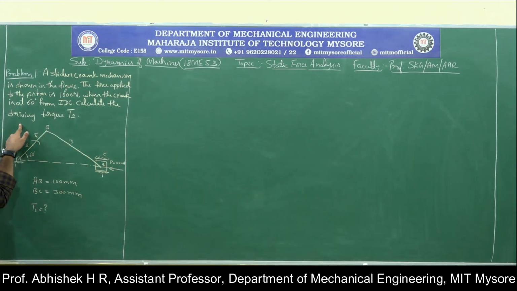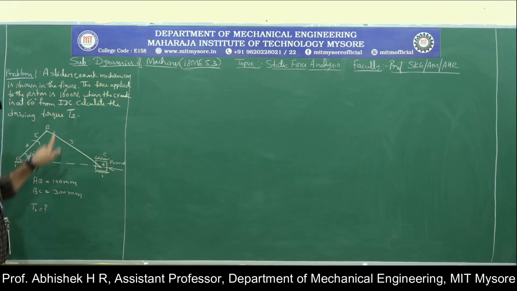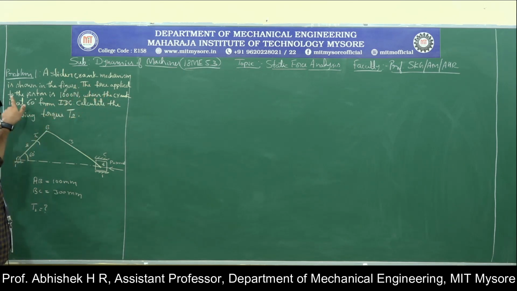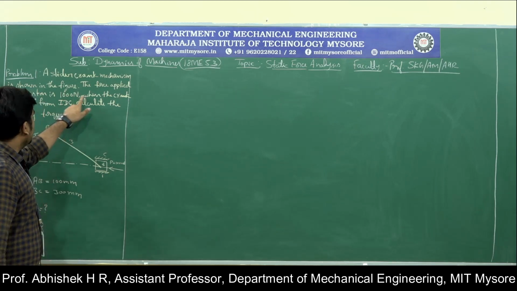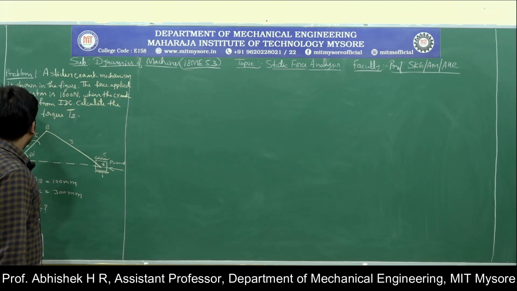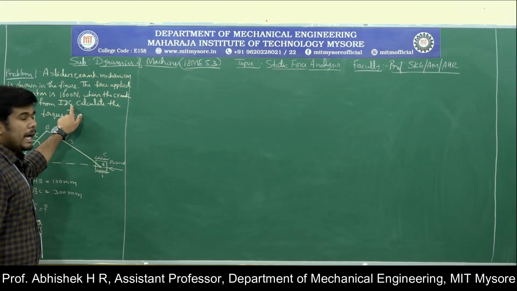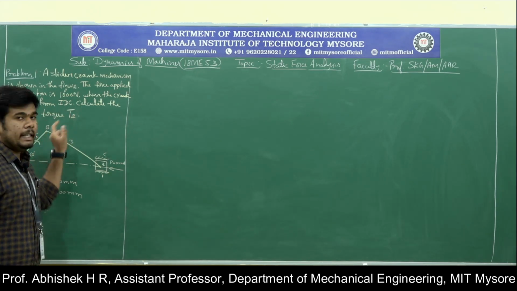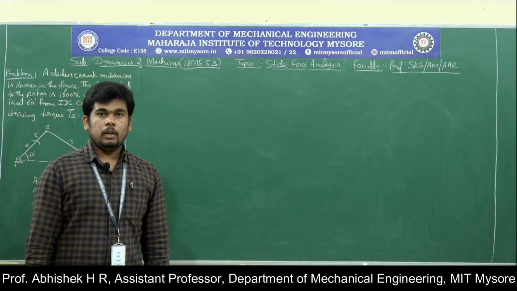So this is the first problem under slider crank mechanism. A slider crank mechanism is shown in the figure. The force applied to the piston is 1000 Newton when the crank is at 60 degree from the IDC, inner dead center. Calculate the driving torque T2. We need to calculate the torque T2 on link 2.